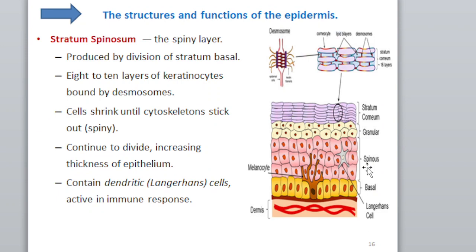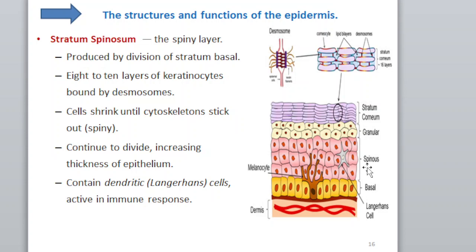Next slide. Stratum spinosum, the spiny layer. Produced by division of stratum basale. 8 to 10 layers of keratinocytes bound by desmosomes. Cells shrink until cytoskeletons stick out, spiny. Continue to divide, increasing the thickness of the epithelium. Contain dendritic Langerhans cells active in an immune response.